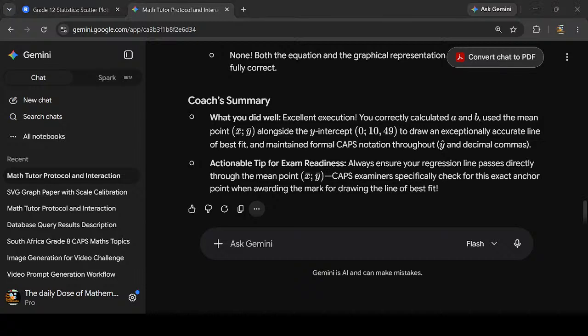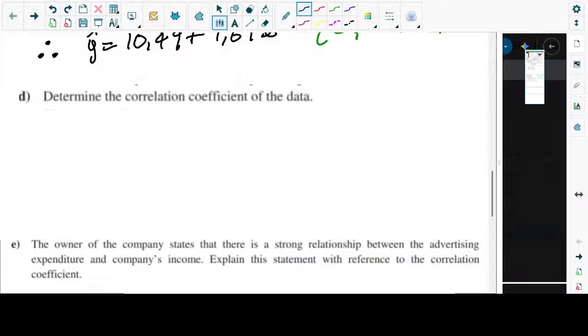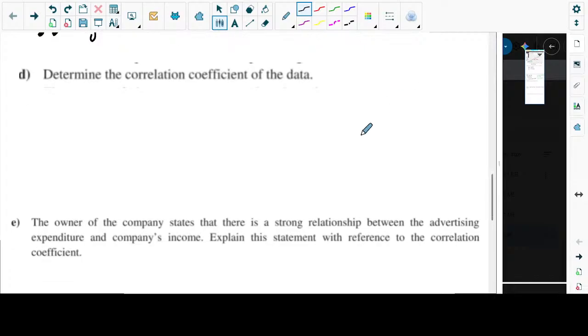Yeah. Remember, guys, if you are going to draw a line of best fit, it needs to pass through the mean point. That's the key thing. The other one, you can decide whether you choose a point before or after the mean point. Okay, so we can move on to the next question.